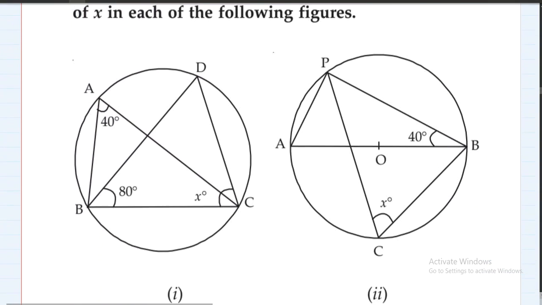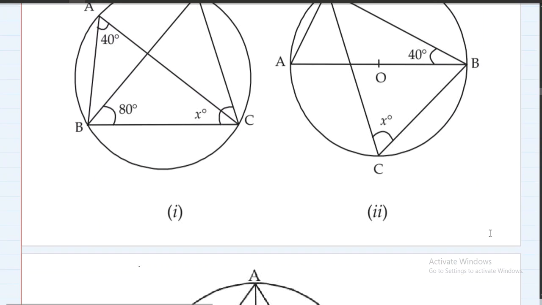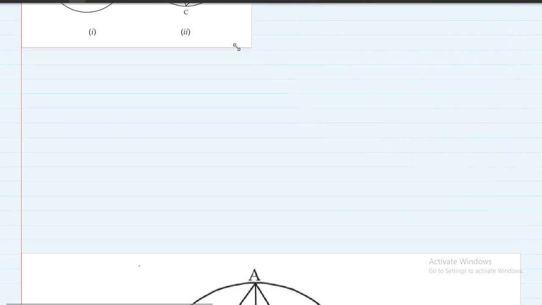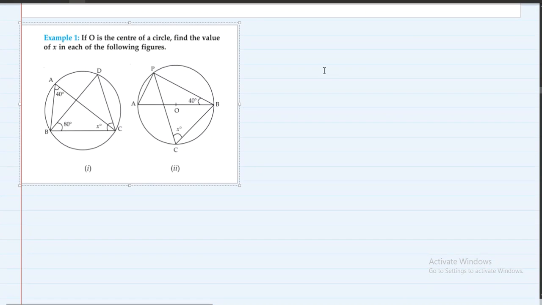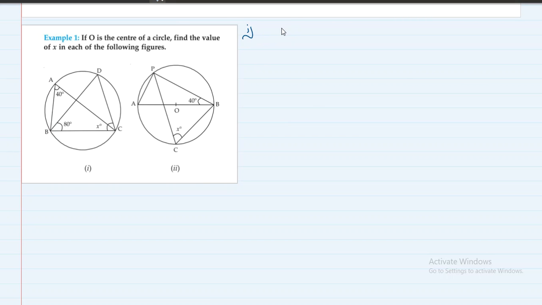So this is a good chance that we can understand what kind of questions will be asked based on this particular part of the chapter. Okay, if O is the center of the circle, find the value of x in the following figures. This is very interesting. We have to find x. Let's look at the first figure. Here we have 80 degrees, x, and 40 degrees. We can find it easily.